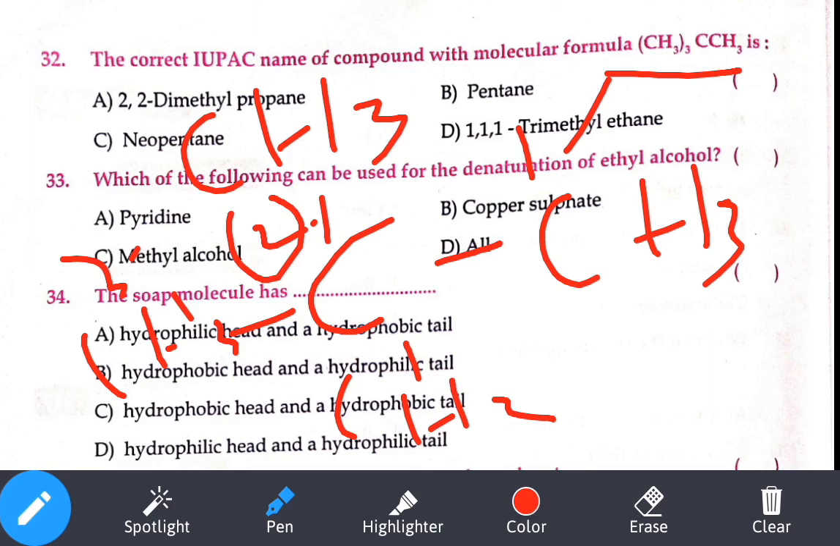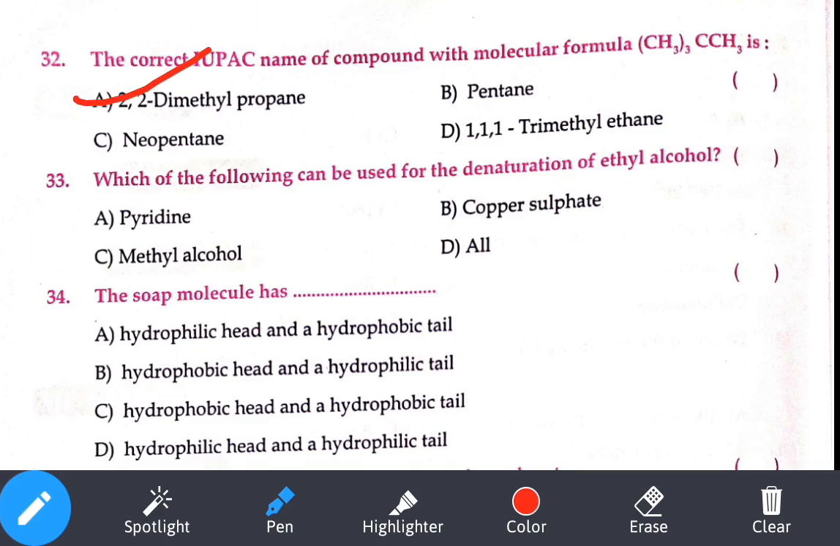On the second carbon substituents are there. Now this will act as substituent. On which carbon? Second carbon, 2 substituents are there. So what will you write? 2 comma 2, same type of substituent, so di. What is the name of the substituent? Methane, so methyl. 2 comma 2 dimethyl. So what will be our answer? Option number A, 2 comma 2 dimethyl propane.